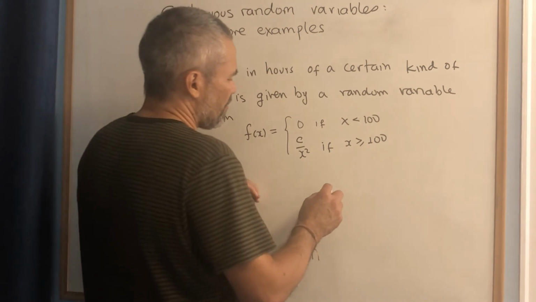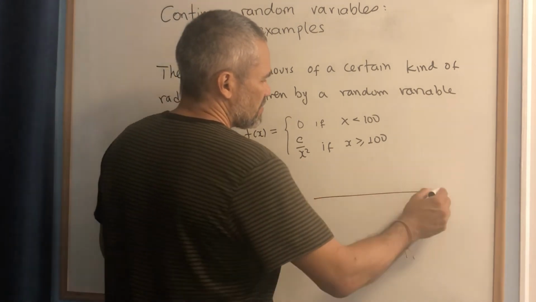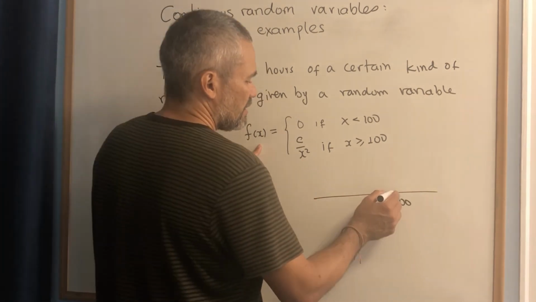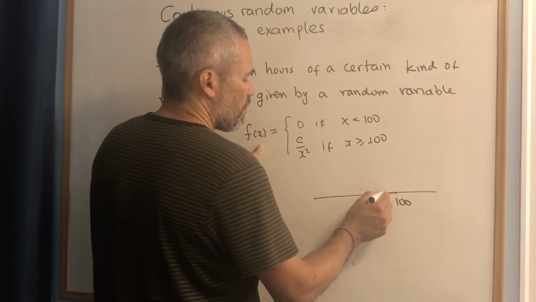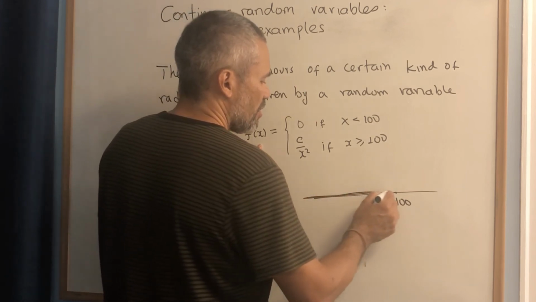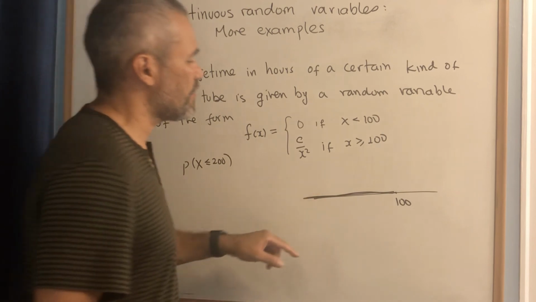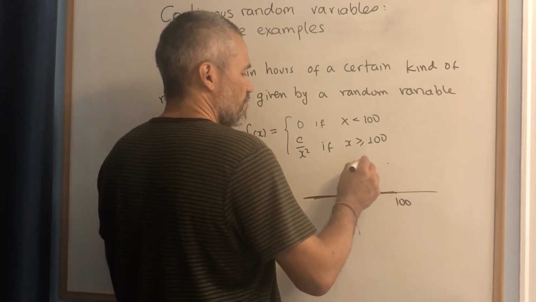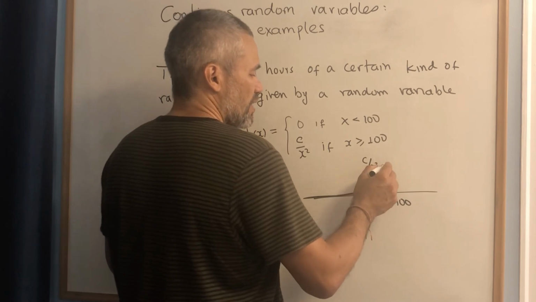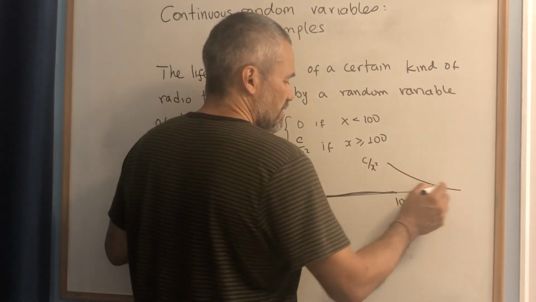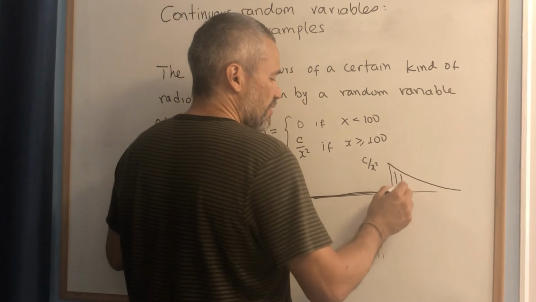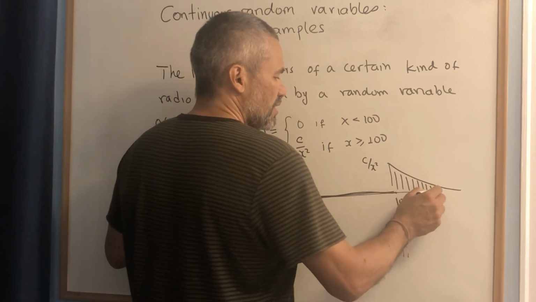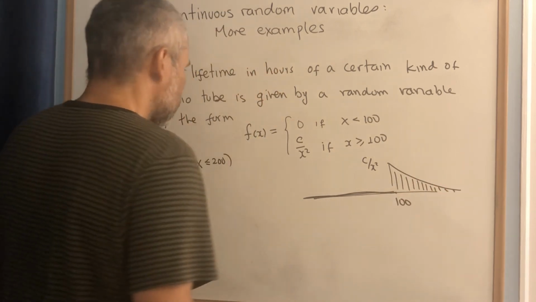In this case, the graph of this function, notice that the splitting happens at 100 and the density function is 0 before 100, and it is of the form C over x squared. That means that this graph goes like this. We want this area under the graph to be equal to 1.